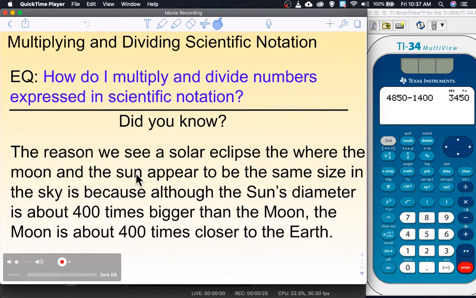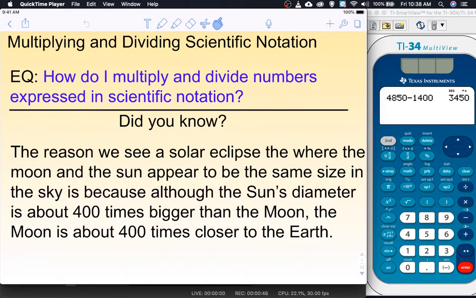Did you know that the reason we see a solar eclipse, where the moon and the sun appear to be the same size in the sky, is because although the sun's diameter is about 400 times bigger than the moon's, the moon happens to be, little coincidence, about 400 times closer to the Earth? So when they line up in the sky, they appear to be about the same size, which is kind of cool. Nice little coincidence of nature.